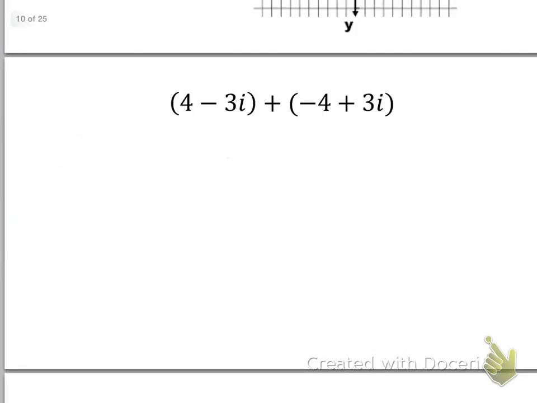Okay, if there is a plus sign in the middle and I distribute this, it's not going to change anything. So I'm going to go ahead and write this without my parentheses. And then I'm going to combine my like terms. So 4 minus 4, they cancel. -3 plus 3, they also cancel. So my answer for this one is actually 0.